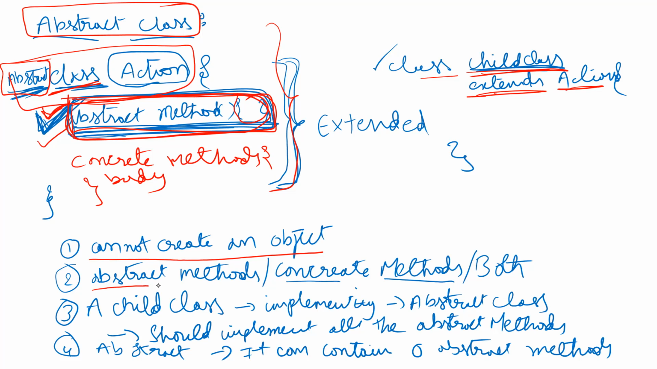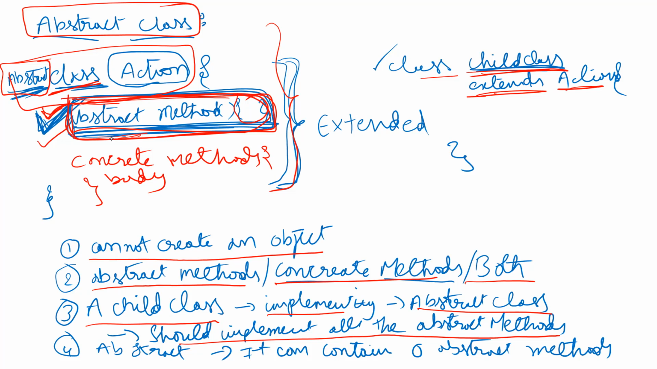Second point is, abstract classes contain abstract methods or concrete methods or both. Third point is, a child class which is implementing an abstract class should implement all the abstract methods. Here we have only one abstract method, but if it has 10 abstract methods, then the child class should implement all those 10 methods, otherwise it will throw an error. An abstract class can contain 0 methods. That means we can declare a class as abstract without any abstract methods, with all concrete methods only. But if we declare a method within a class as abstract, we should make the class abstract.